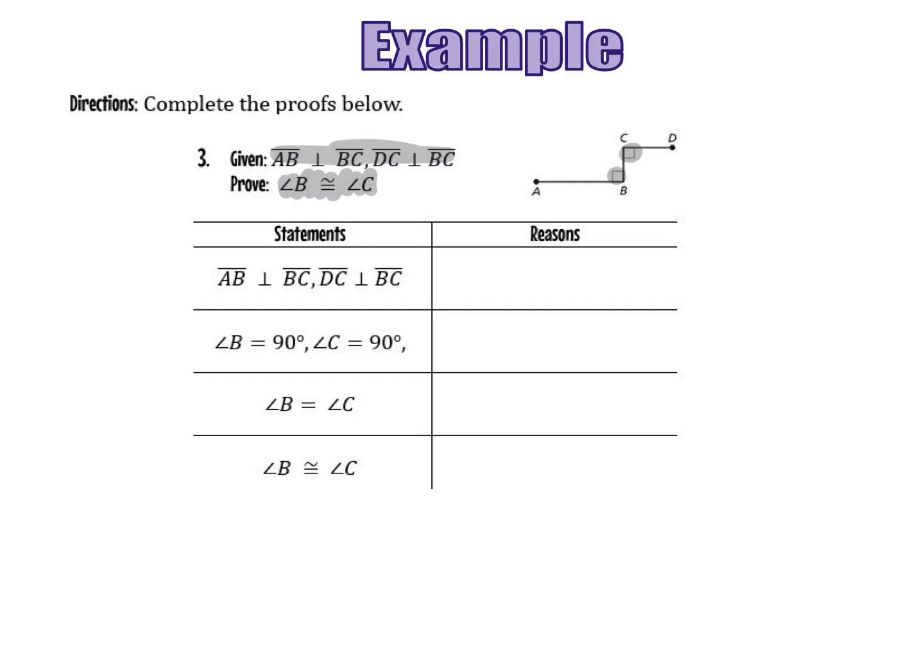So when I'm thinking through this proof, I'm thinking, well, this is telling me that I have two perpendicular lines, which means I have two right angles. If I have two right angles, those are both 90 degrees.